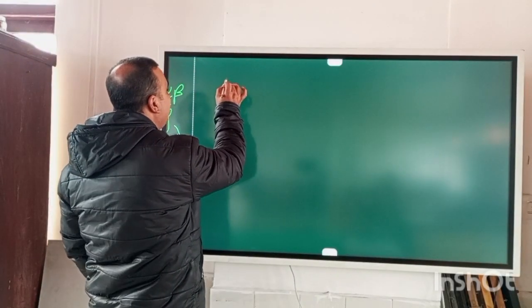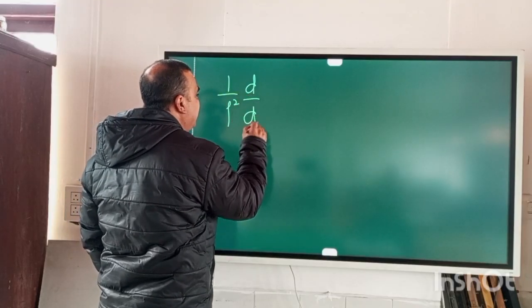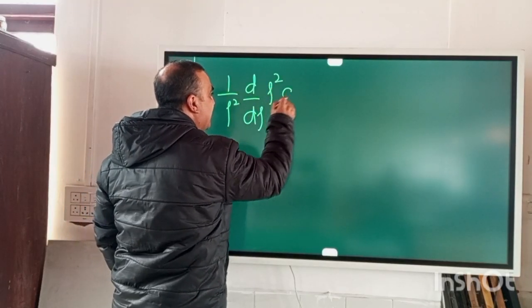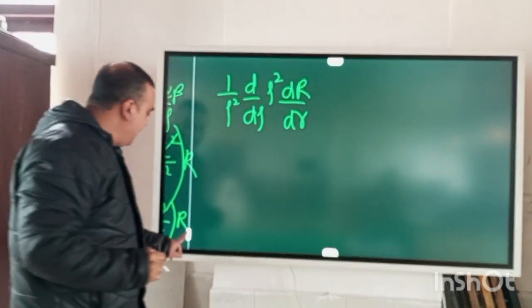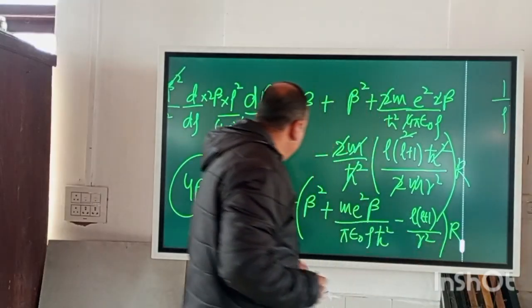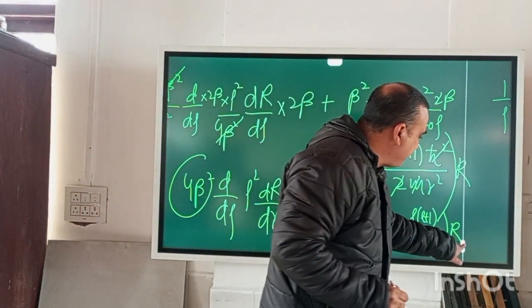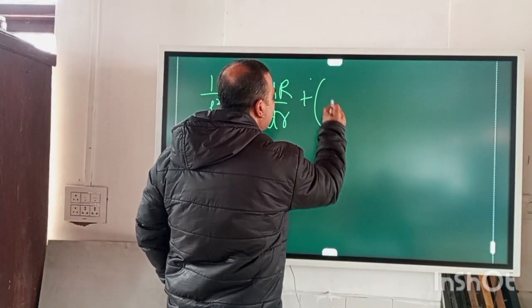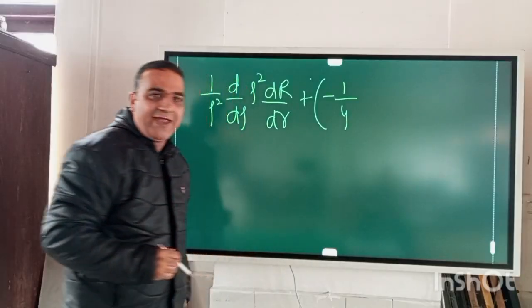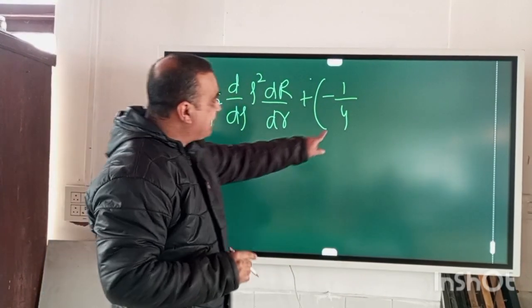Tell me now, what will I have to write here? So here I will have 1 by rho square d by d rho, then rho square dr by d rho, right? And I think we have committed a mistake here. It has to be minus 1. It has to be minus beta. You can rectify it. So here I will get plus times minus 1 by 4. Am I right? Because I'm dividing both sides by 4 beta square. That's why here you have 4.